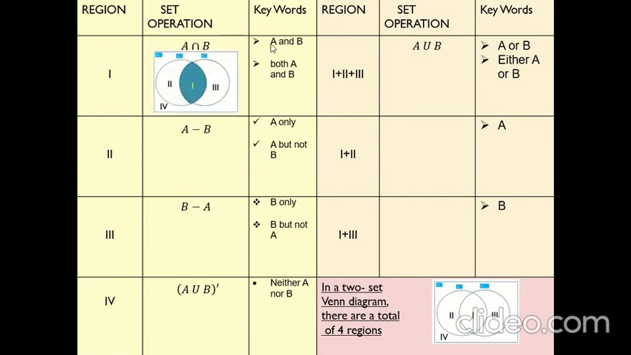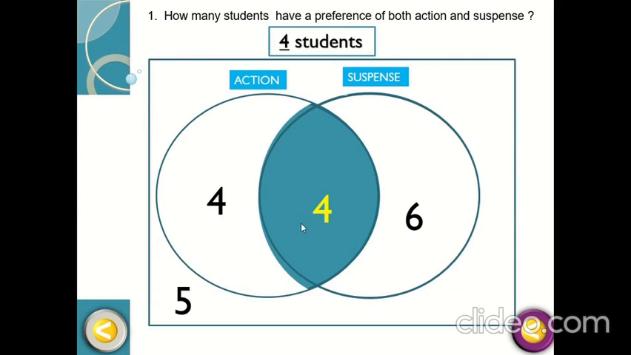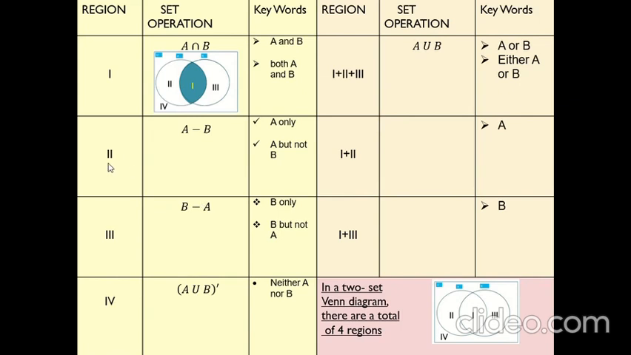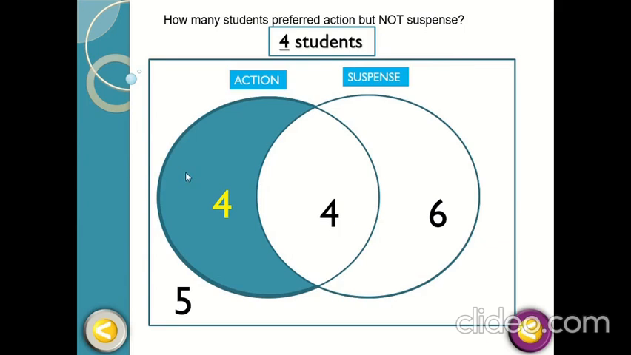for keywords A and B, both A and B. That means the intersection of the two sets. Example, both action and suspense. Get your answer in region 2 for keywords A only, A but not B. Example, action only or action but not suspense.